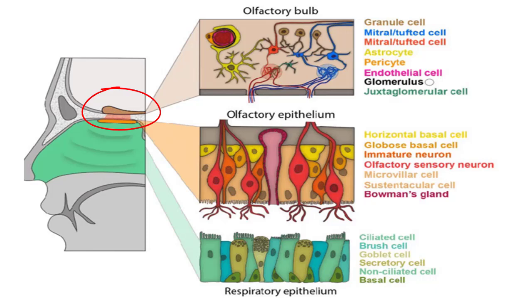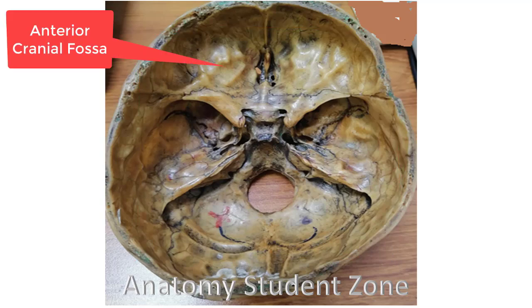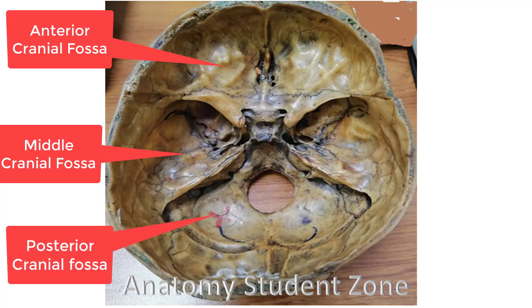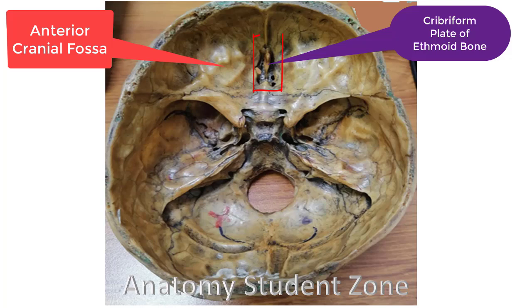You can observe that this brown color is a part of the brain, and that is the anterior cranial fossa. This is an interior view of a bony skull, showing the three fossae: anterior cranial fossa, middle cranial fossa, and posterior cranial fossa. This one is the anterior cranial fossa. Different bones form this fossa, but one bone is very important for us, the cribriform plate of the ethmoid bone. The ethmoid bone has different parts, but we are concerned with the cribriform plate, pointed over here. Why this is important, I will tell you shortly.